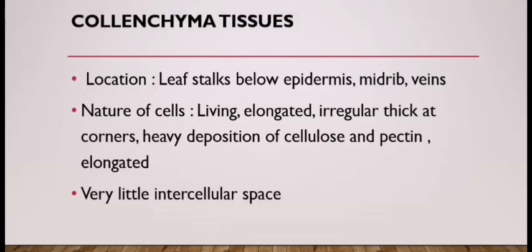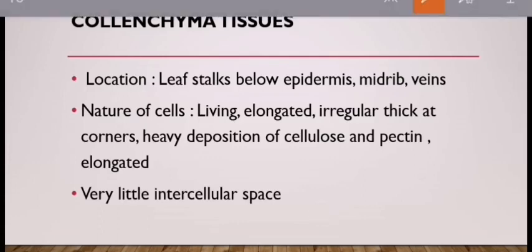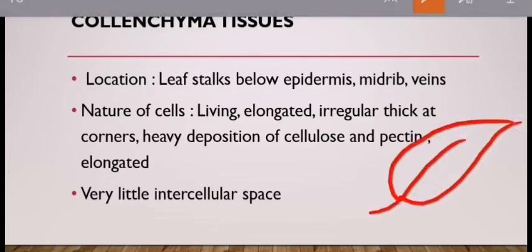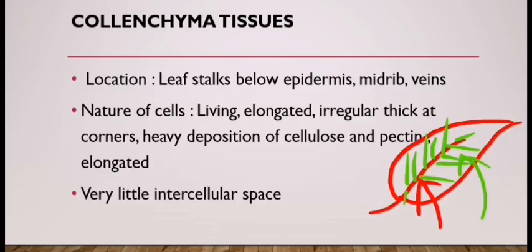Let's start with collenchyma tissue. They are present in leaf stalks below the epidermis, the midrib and veins. Now what is midrib? If this is a leaf, this particular area is called midrib, and these small lines which I am drawing with green color are called veins. So the red color part is the midrib and the green lines are called veins. In that location also collenchyma tissues are present.